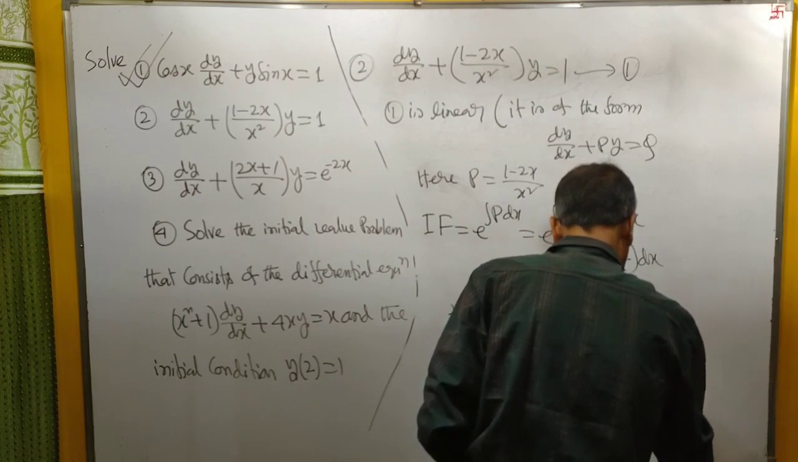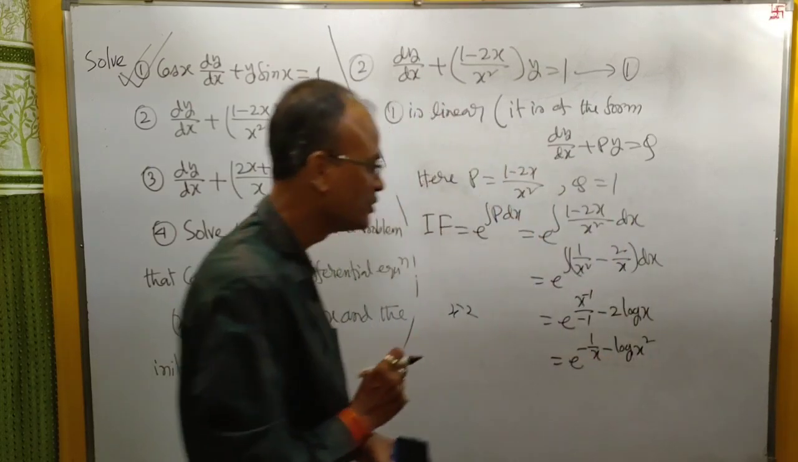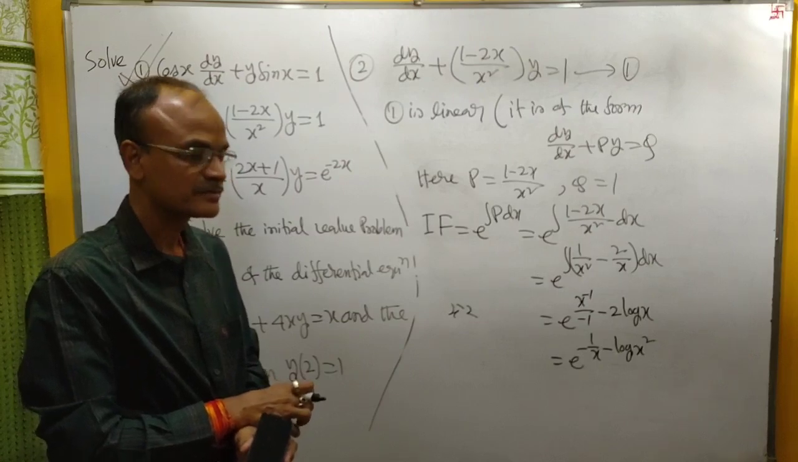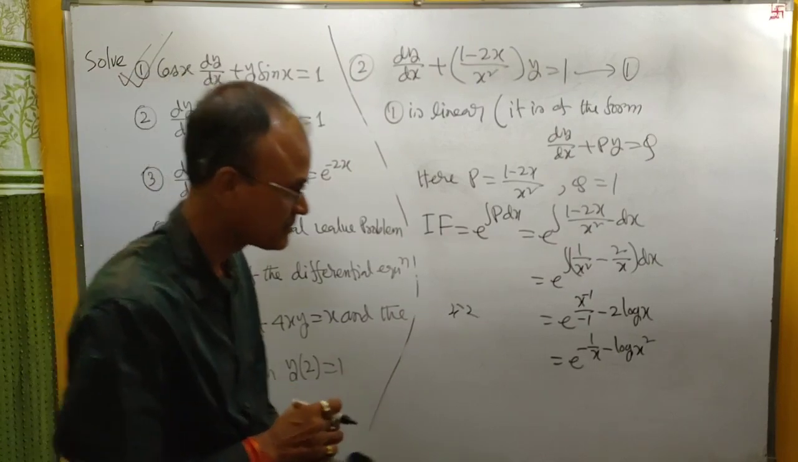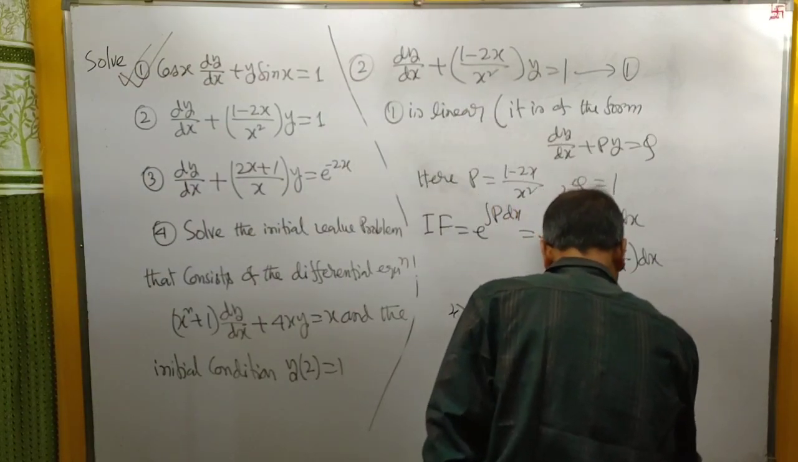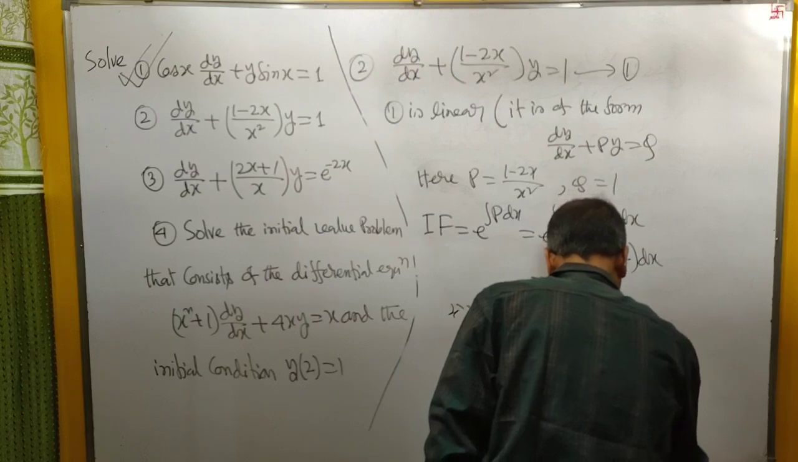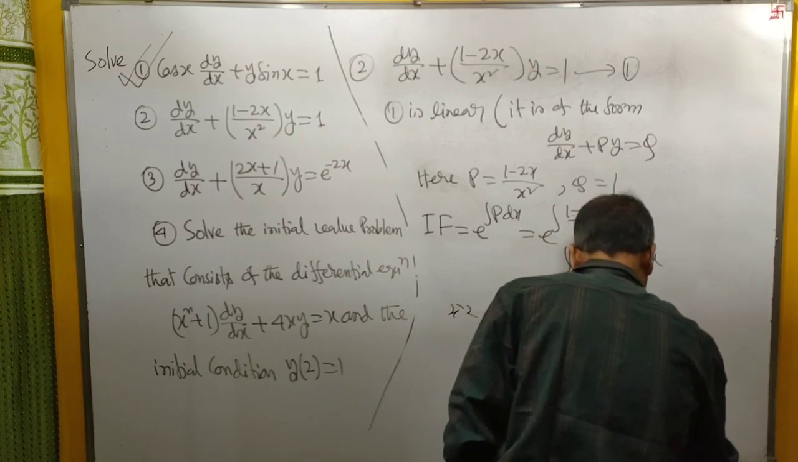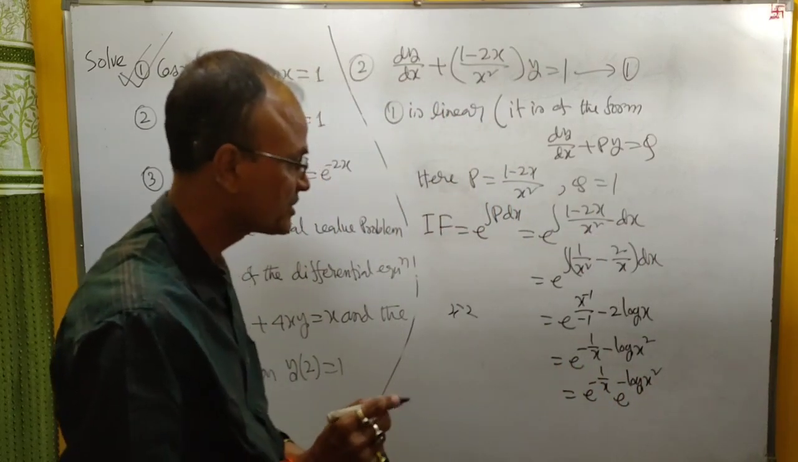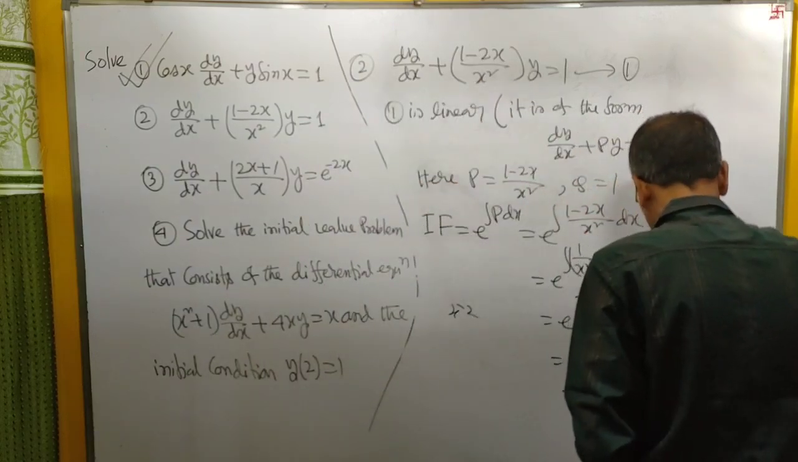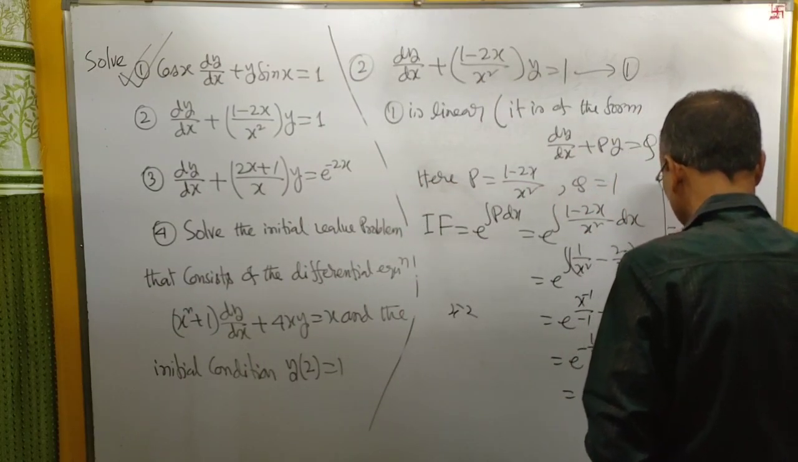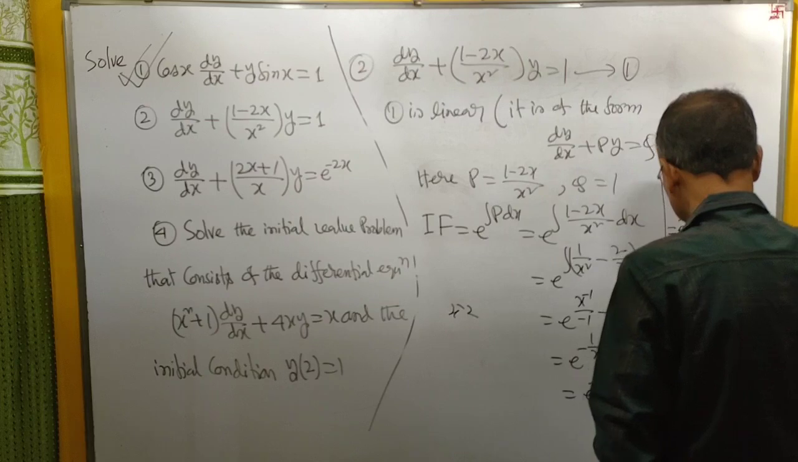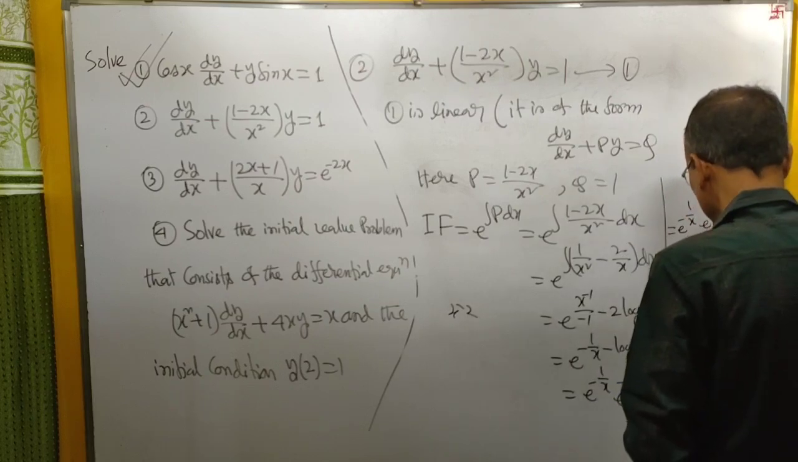minus log of x². You can write it like this: e to the power -1/x into e to the power minus log of x². Or this is equal to e to the power -1/x times e to the power log of 1/x².